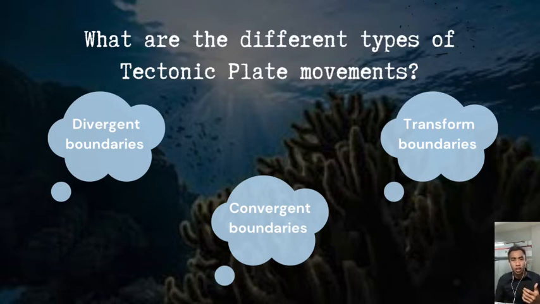The Earth's outermost layer is made up of a mosaic of thin flexible plates that move horizontally in relation to one another. Along the edges, plates interact with one another at what are called plate boundaries. There are three main types of plate boundary: divergent boundaries, convergent boundaries, and transform boundaries. The first one is divergent boundaries.